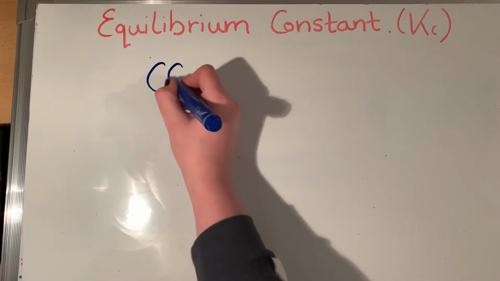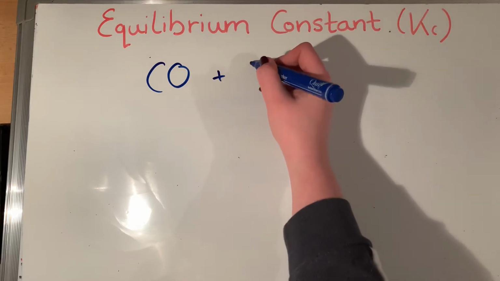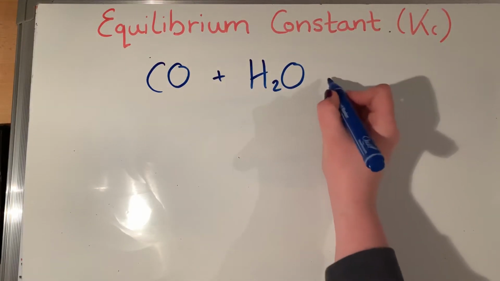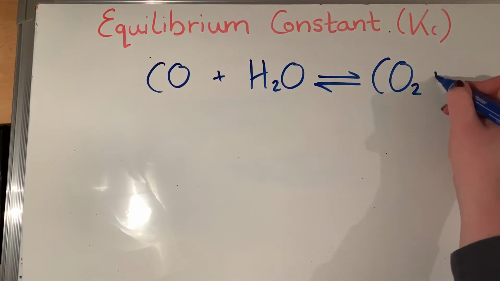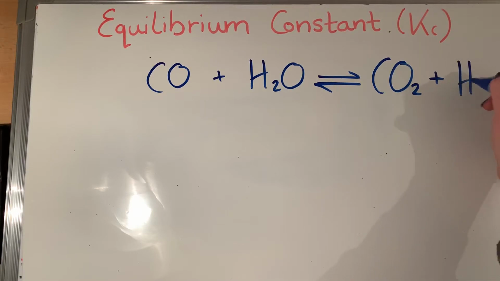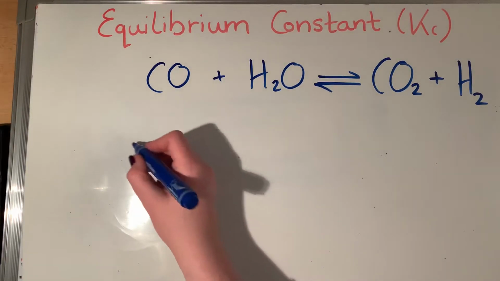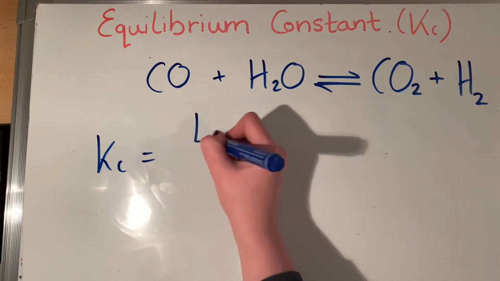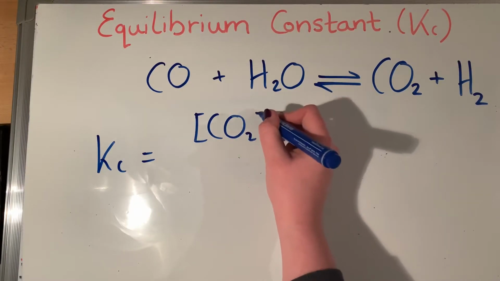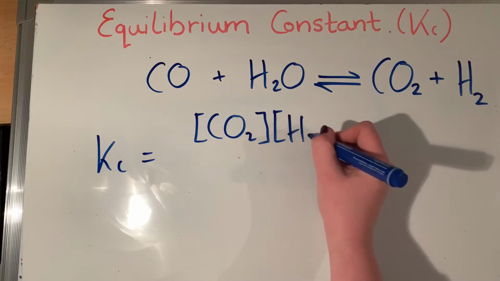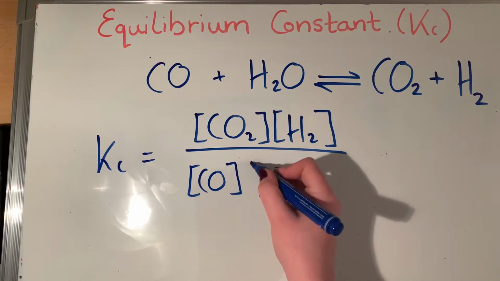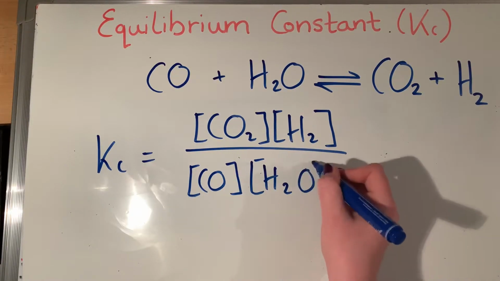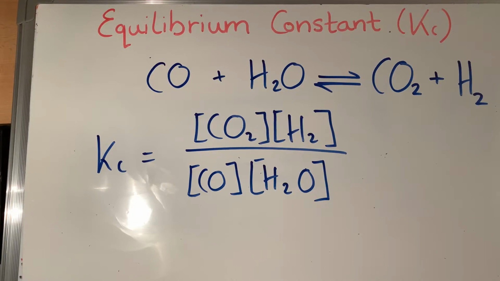gives us CO plus H2O, and it turns into CO2 plus H2. So again, products over reactants, Kc is equal to square brackets CO2 times H2 over square brackets CO times H2O. Okay, so again, 3 things to remember.